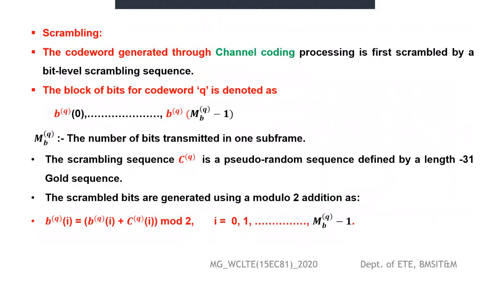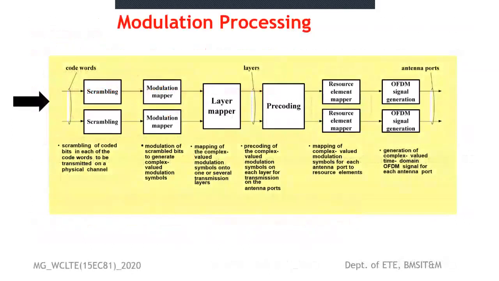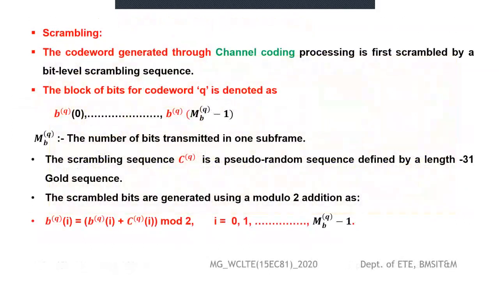This is about scrambling. I was telling that in scrambling, the code word is the input to the scrambler. That code word is the output of the channel coding process, which will first be scrambled by a bit-level scrambling sequence. It will be denoted like this.